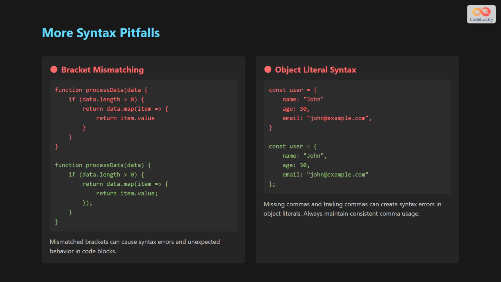Another syntax issue is with object literal syntax. In JavaScript object literals, commas are required between the properties. Missing or having an extra comma can cause syntax errors. So be sure to maintain proper comma usage inside object literals.